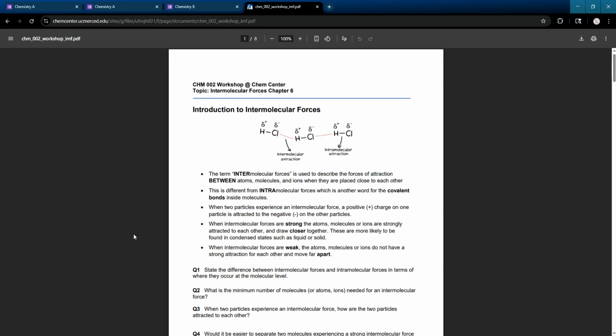This one. Wow, so it's 8 pages, a little doc, PDF file. The term intermolecular forces is used to describe the forces of attraction between atoms, molecules, and ions. So we did learn about this. So this is a good website, kind of like the AI overview, but with more information.